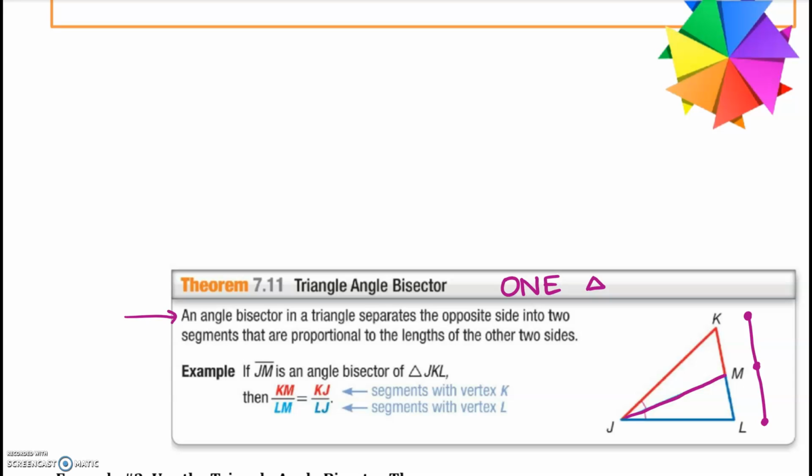Because I have JM as an angle bisector, I can say that KM over LM, the side that it cuts, equals JK over JL. So circle over your circle equals your square over your square. I'm just using some symbols to keep it similar. That says the same thing as that, if you like it that way.